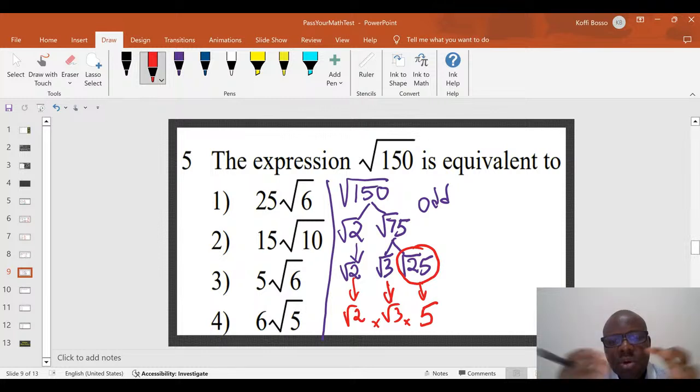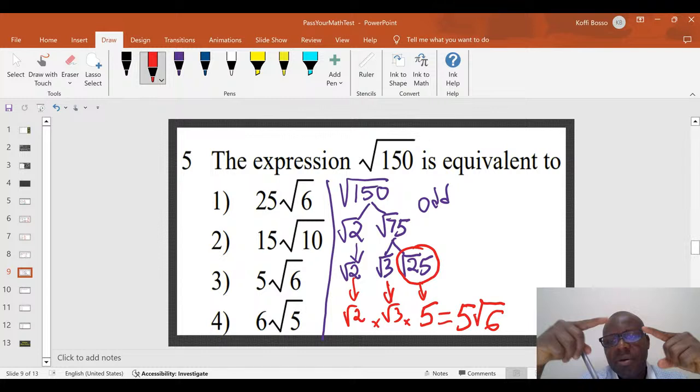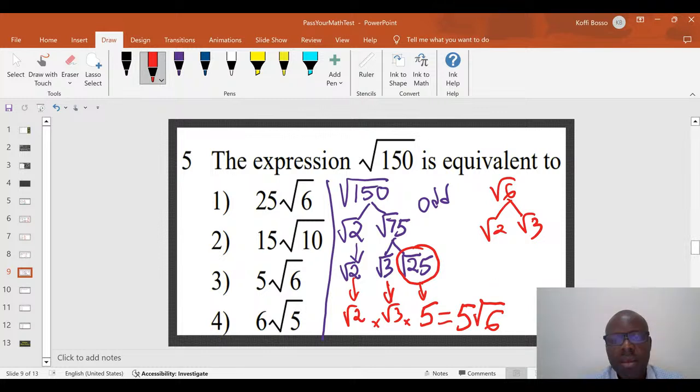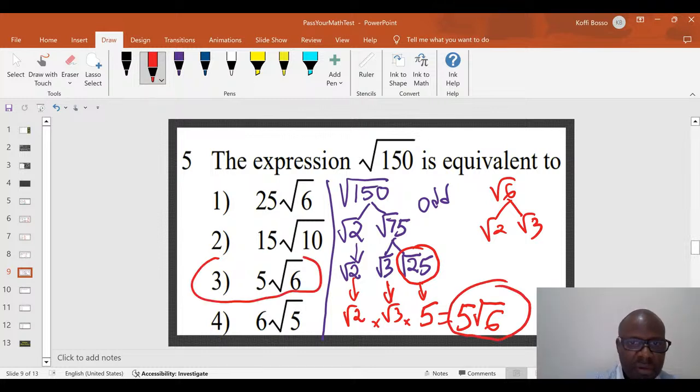So I need to just put it together, which means what? Okay, the answer will be, I have the 5, which is a regular number, always in front, that will not be inside the square roots. And now because I have a square root of 2 and a square root of 3, I multiply them to get square root of 6. So understand that square root of 2 and the square root of 3 join to get the square root of 6. Or if you have a square root of 6, you can break it down into square root of 2 and square root of 3. Okay, so that's what you have to understand. So the answer here is 5 square root of 6. The correct choice is 3.